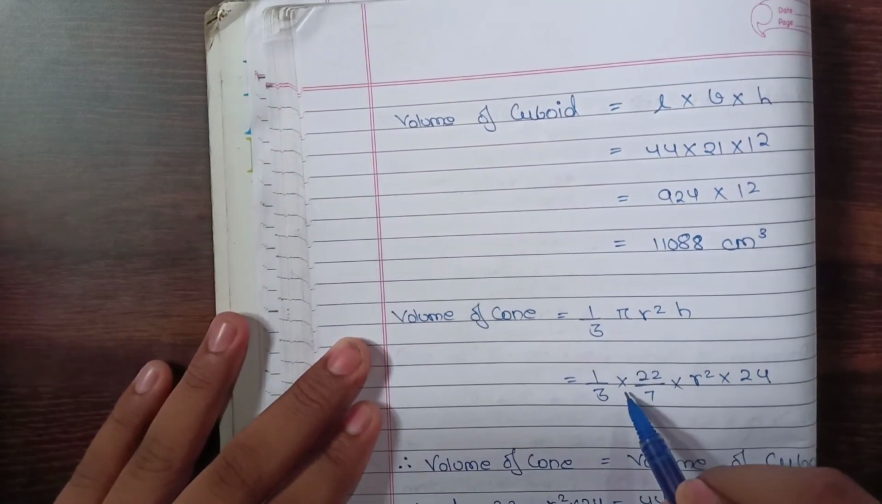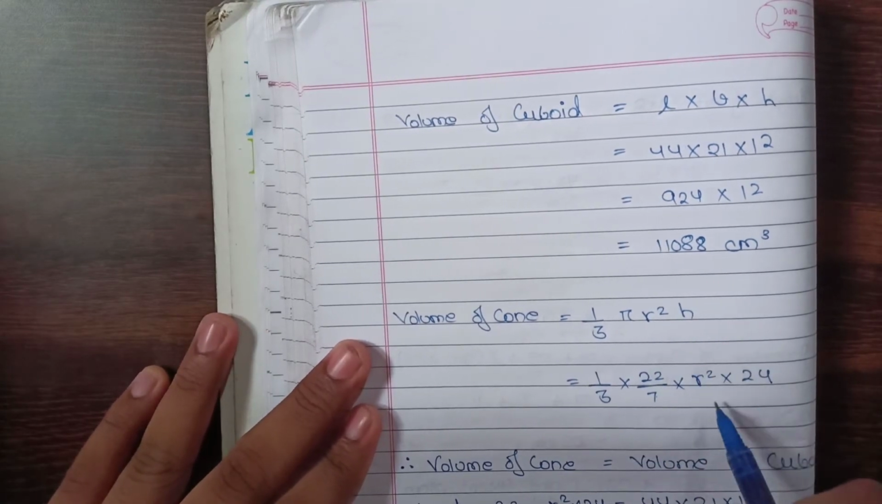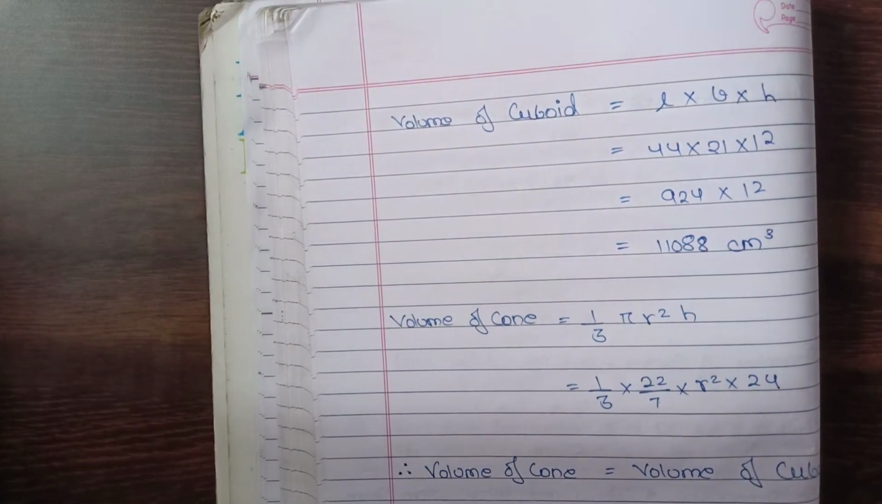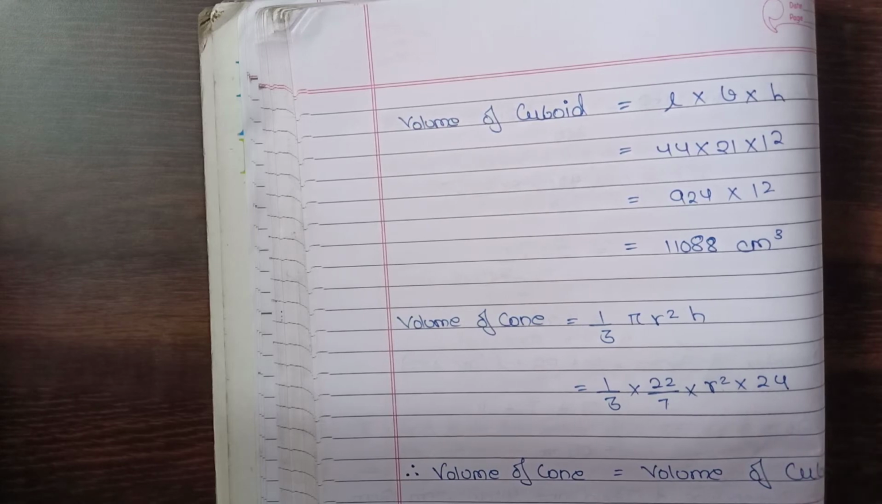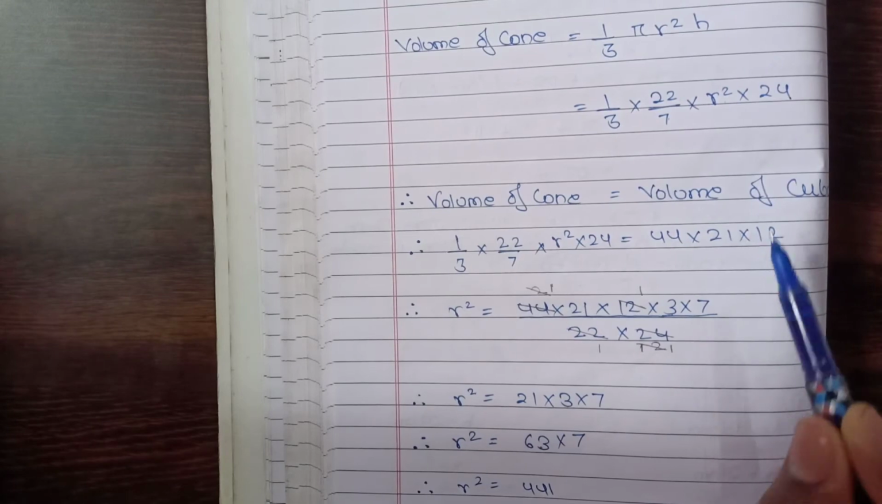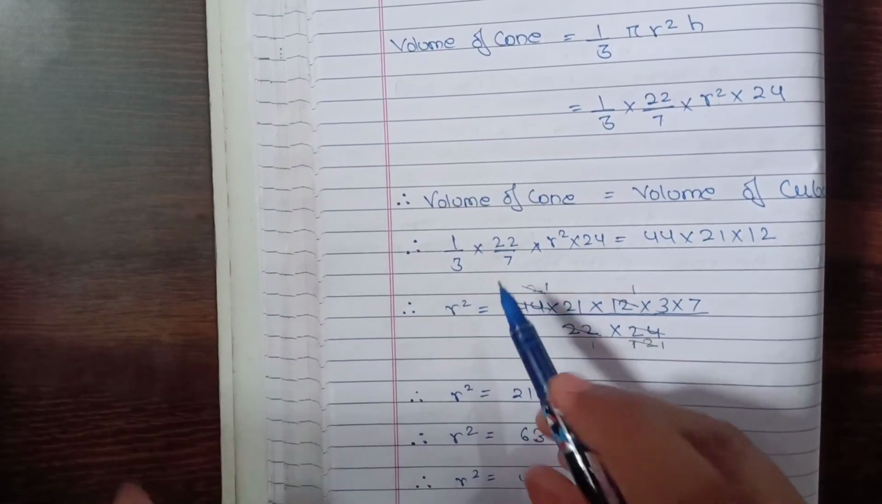Which equals 1 upon 3 into 22 upon 7, as pi will become 22 upon 7, r square as it is, since we don't know r, and h as 24. Now the same cuboid is converted into a cone, so we'll put these two formulas in front of each other and get the value of r.